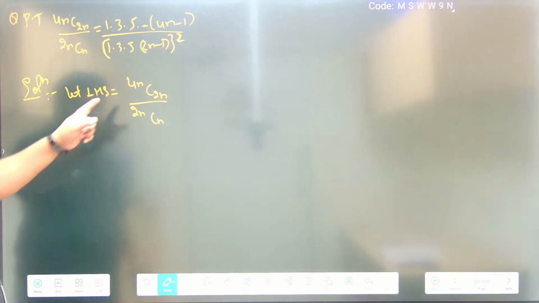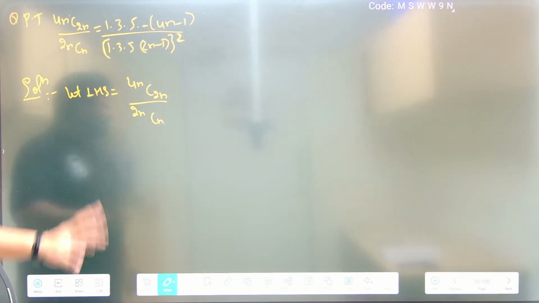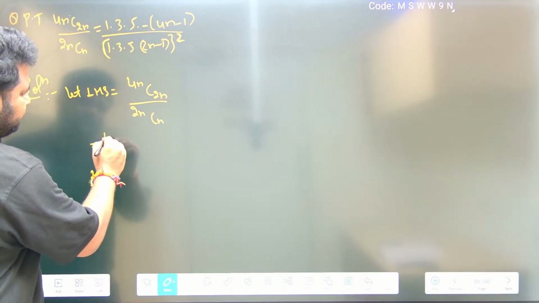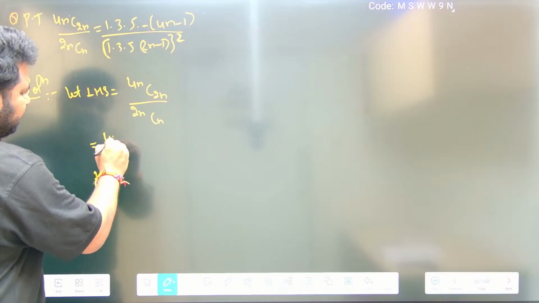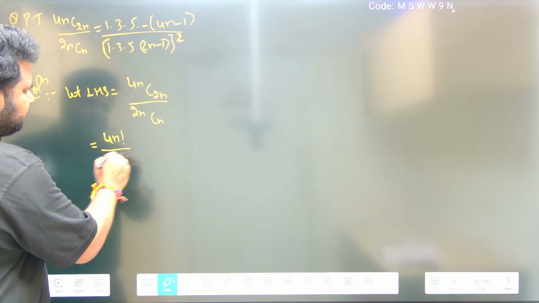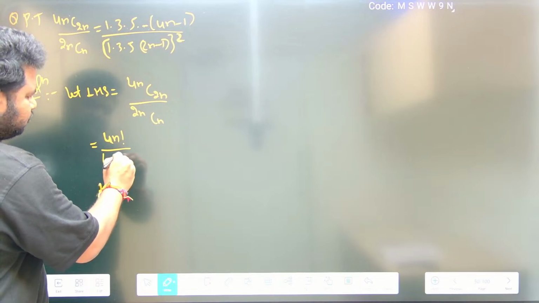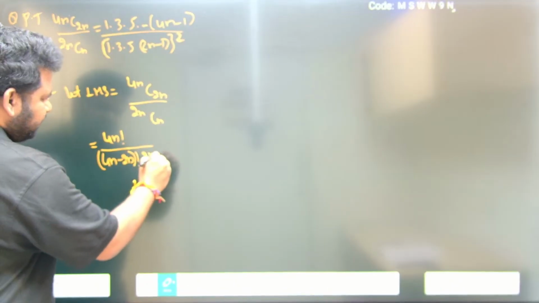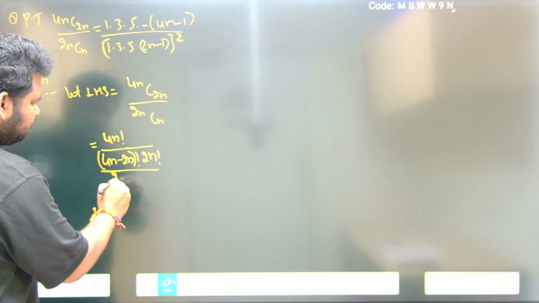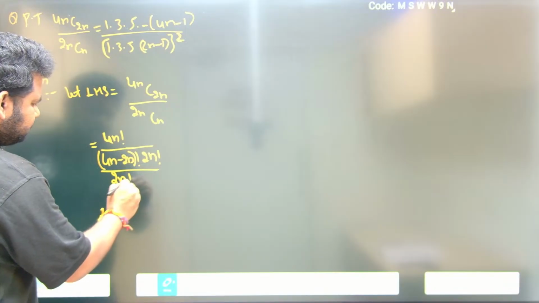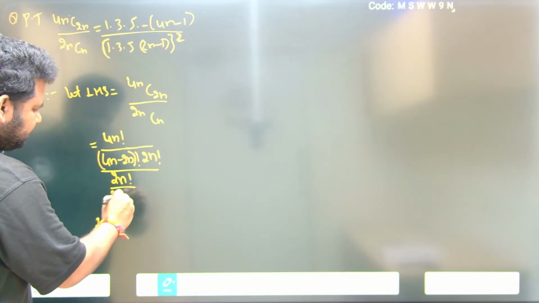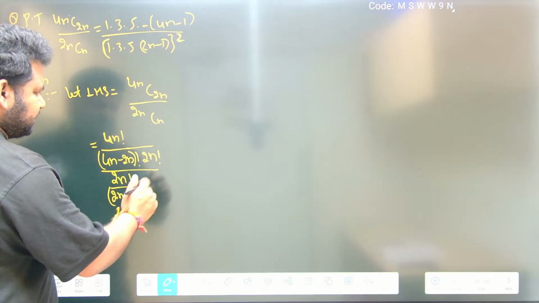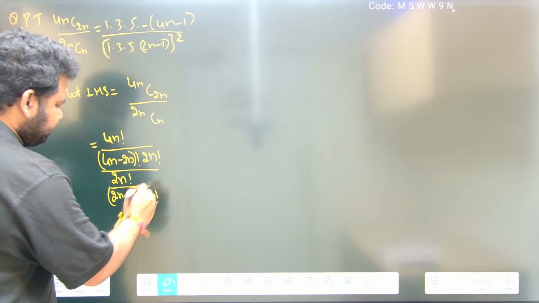Now 4n C 2n, let us apply the formula. 4n C 2n will become 4n factorial divided by (4n minus 2n) factorial into 2n factorial, divided by 2n factorial divided by (2n minus n) factorial into n factorial. I could have written it directly, but in this question you have to write each and everything with steps.